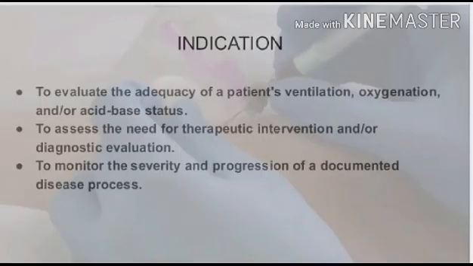Well, what are the possible indications for arterial blood gas sampling? Number 1. To evaluate the adequacy of the patient's ventilation, oxygenation, and/or acid-base status. Number 2. To assess the need for therapeutic interventions and/or diagnostic evaluations. Number 3. Monitor the severity and progression of the documented disease process.